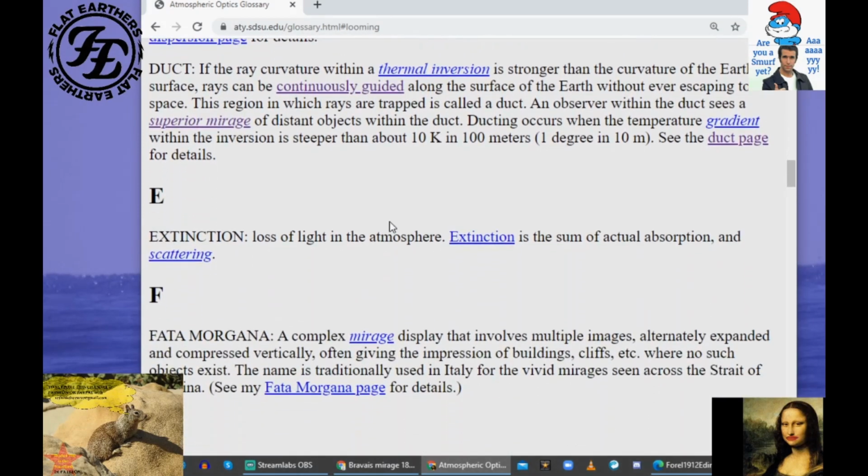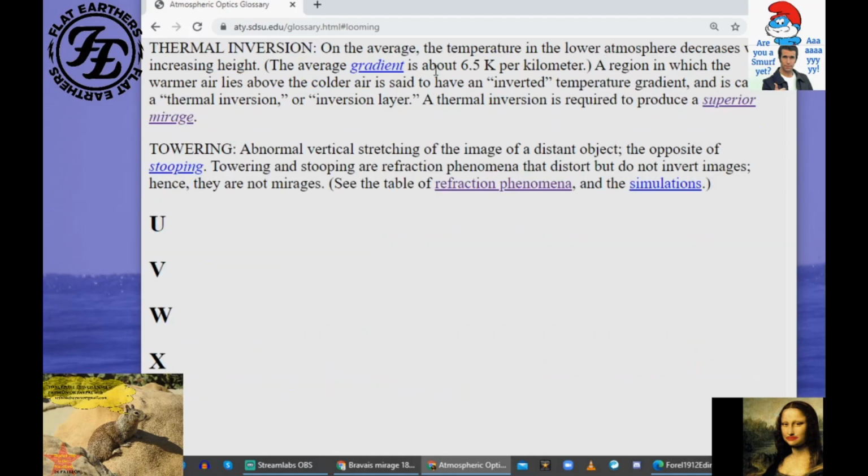Let's jump back where we left off yesterday, talking about ducts, right? If the ray curvature, all right, again, this is research. What does he mean by ray curvature? Where are we getting this idea of ray curvature? Thermal inversion. I still don't think we got an answer to the continuously guided. Let's look at thermal inversion.